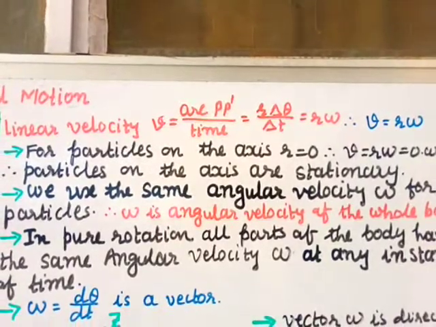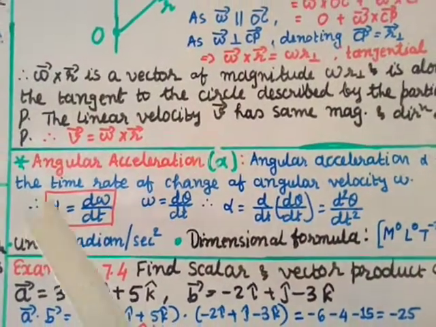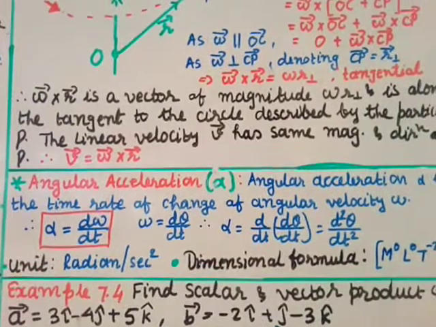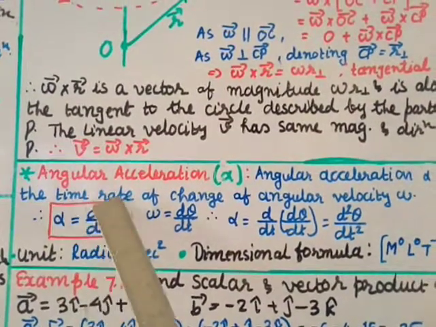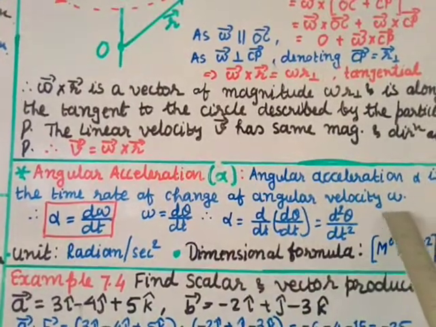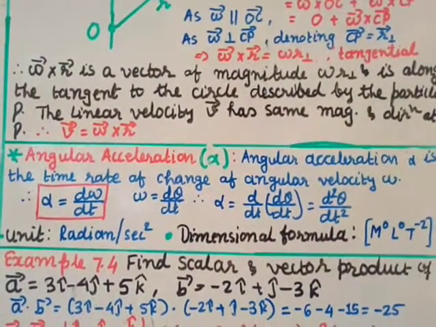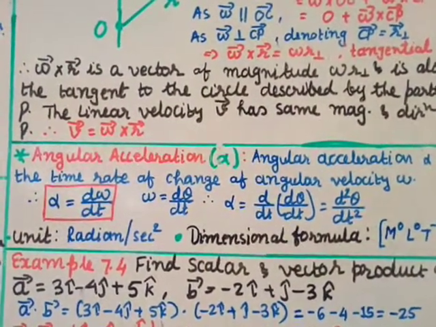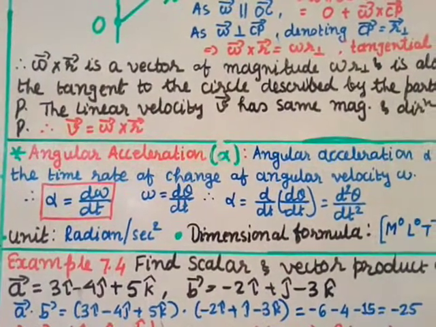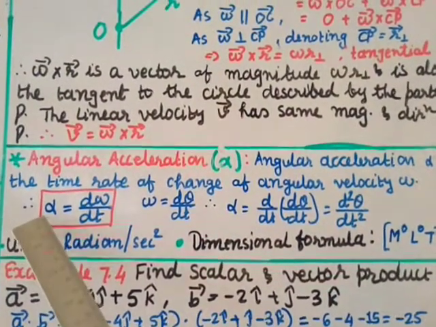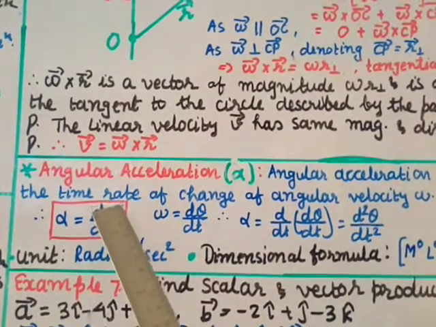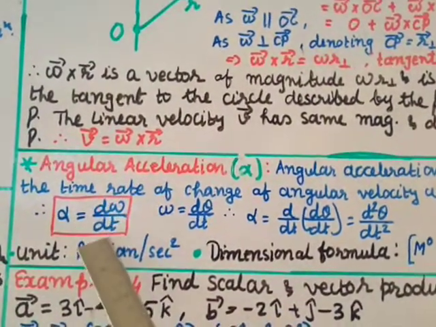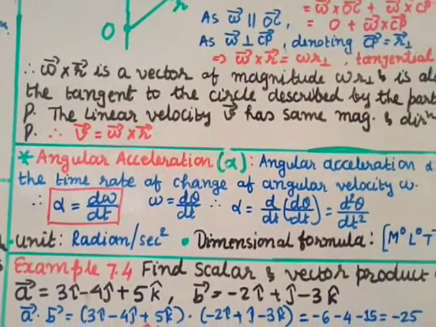Next we have angular acceleration. The symbol used is alpha. Angular acceleration alpha is the time rate of change of angular velocity omega. So change in angular velocity will give you the angular acceleration. Mathematically, alpha is equal to d omega by dt, change in angular velocity with respect to time. This gives you the angular acceleration.